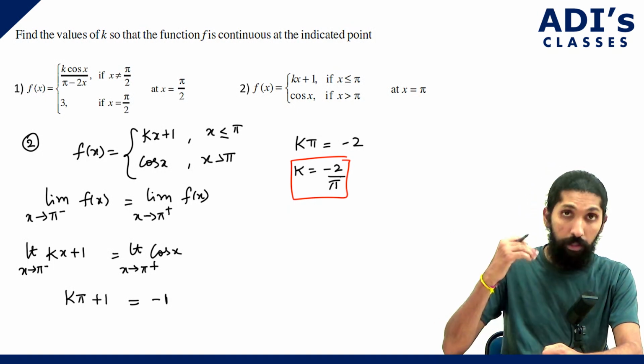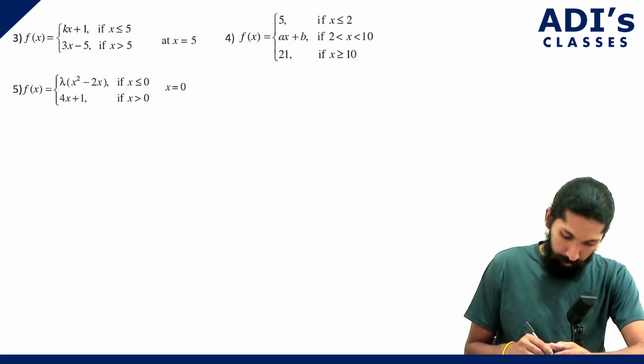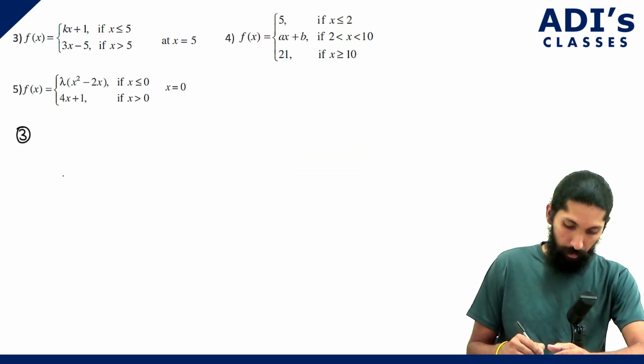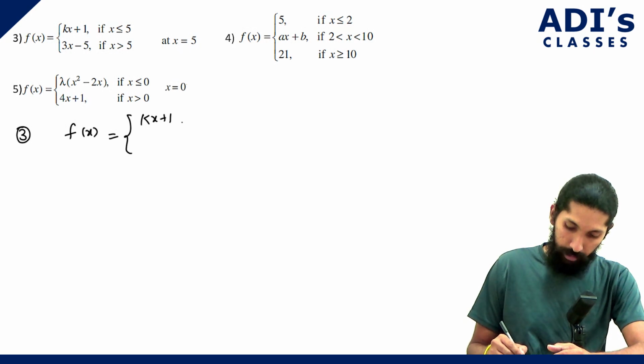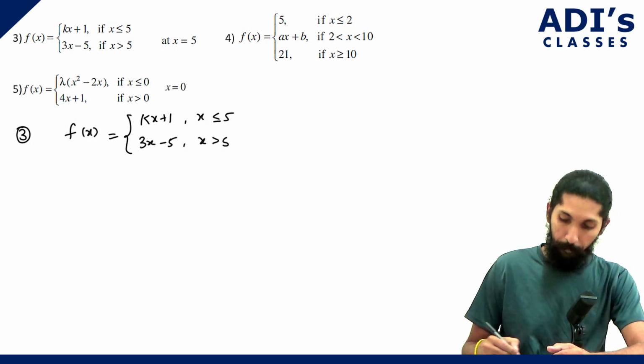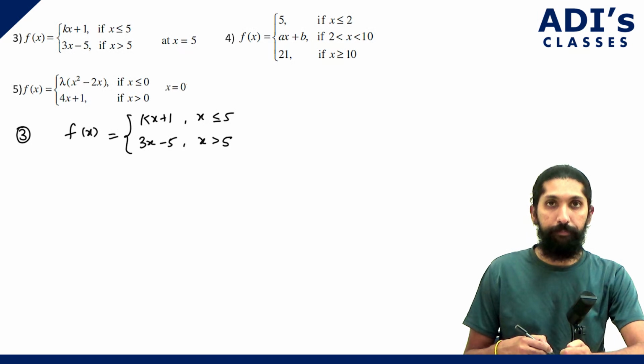Alright, let's do the third question now. See the third one. f of x is equal to kx plus 1 when x is less than or equal to 5, and 3x minus 5 when x is greater than 5. Same logic, isn't it?